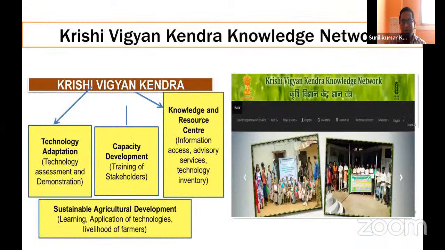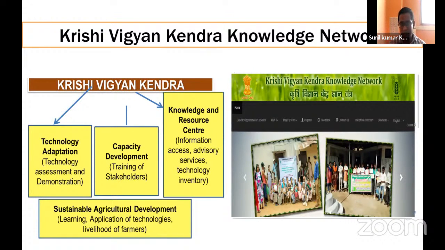Coming to the Krishi Vigyan Kendra Knowledge Network, which works to connect the farmers and provide advisory services. One of the leading district-level organizations working with the farmers, with ICAR and the line departments, Krishi Vigyan Kendras majorly work on four things: technology adoption, frontline demonstration of technologies, capacity building of every section of farmers and rural youth, and working as a knowledge and resource center, providing information and different types of technology inventory, ultimately leading to the sustainable agricultural development of the farming community, through learning and application of particular technology for improving the livelihood of the farmers.